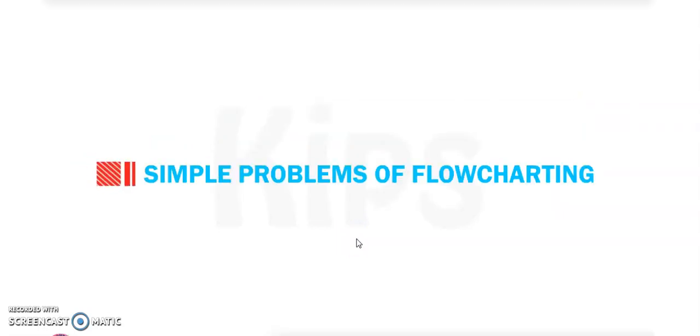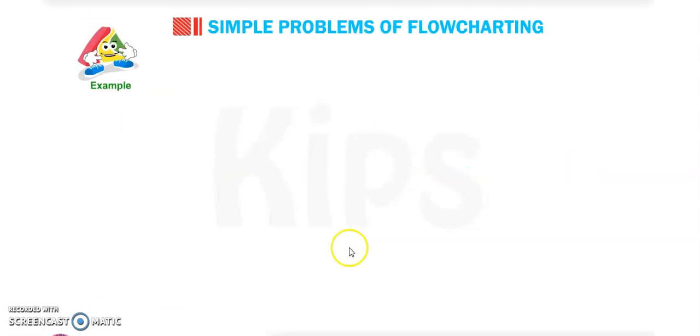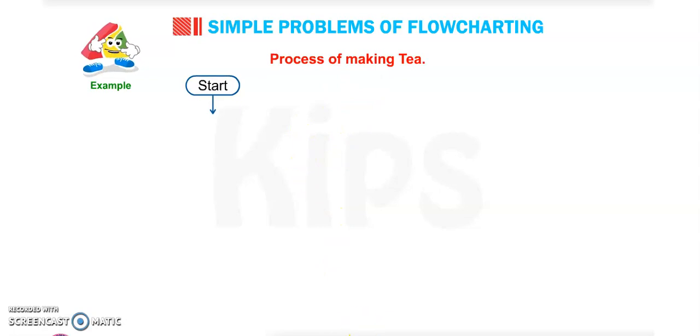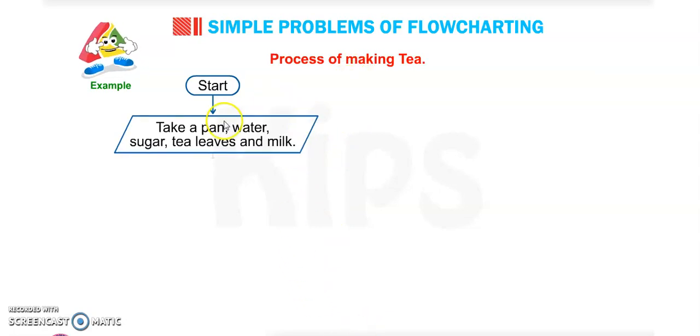The simple problems of flowcharting are, first, the process of making tea. We can express this process in flowchart form. First, we will start the program. Start the flowchart with the start box. After that, this is the processing. This is the input and output box. For making tea, we have to input some things like a pan, water, sugar, tea leaves, and milk. So these things we have to keep in the input box.